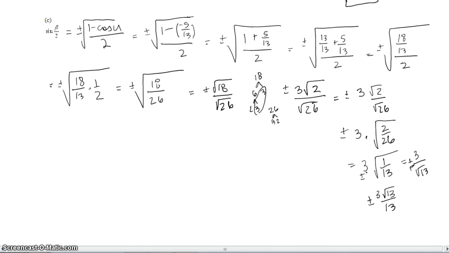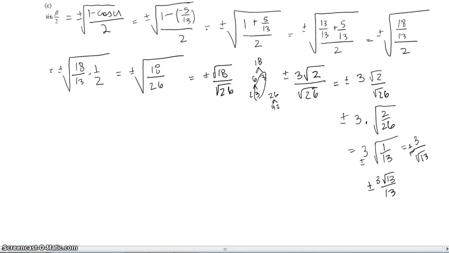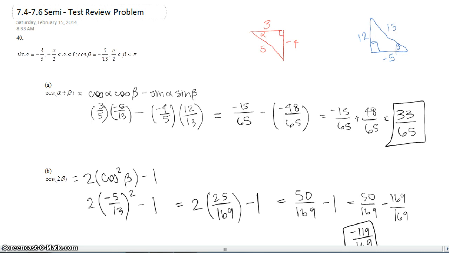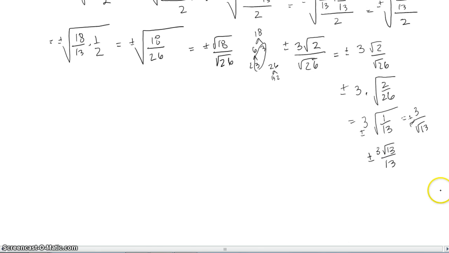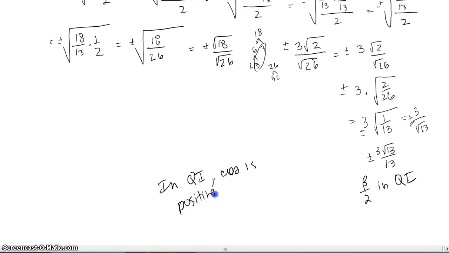But our final step here now is to determine whether or not beta over 2 is going to be positive or negative. And remember, we determine that by looking at where beta is. Beta is in quadrant 2. So if beta is in quadrant 2, beta over 2 has to be in quadrant 1. Wherever that angle beta is, somewhere in quadrant 2, if you divide it by 2, you would land in quadrant 1. So beta over 2 is in quadrant 1. And in quadrant 1, cosine is positive. Therefore, this answer is going to be positive 3 root 13 over 13.